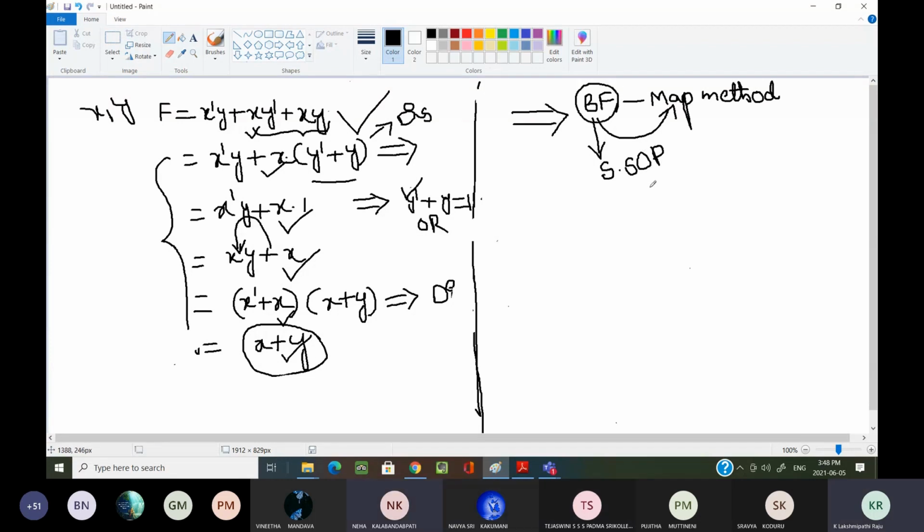Same number of variables. Every term should contain all the literals, all the variables, whether in normal form or its complement form. It may be a 3 variable function or a 4 variable function. Now see here: in the expression I have considered, does every term contain all the variables or not?